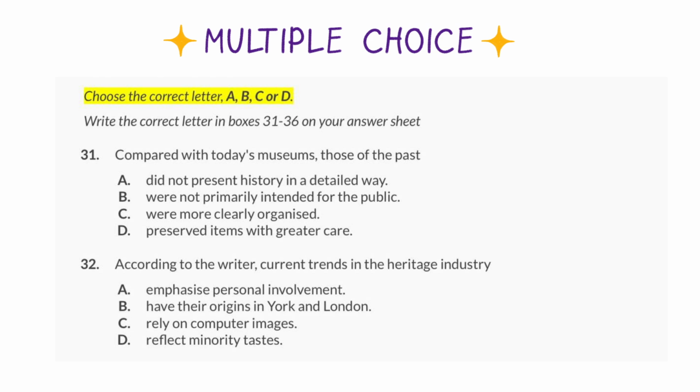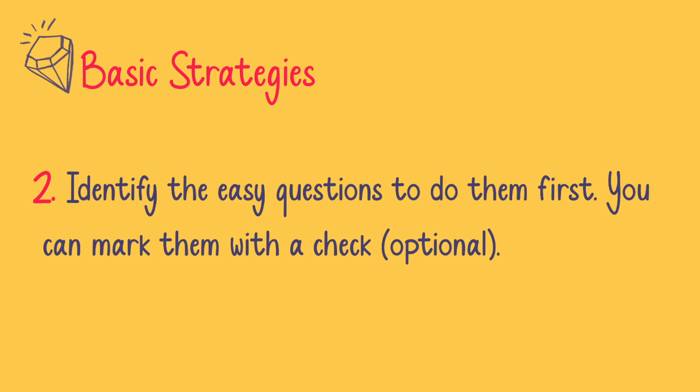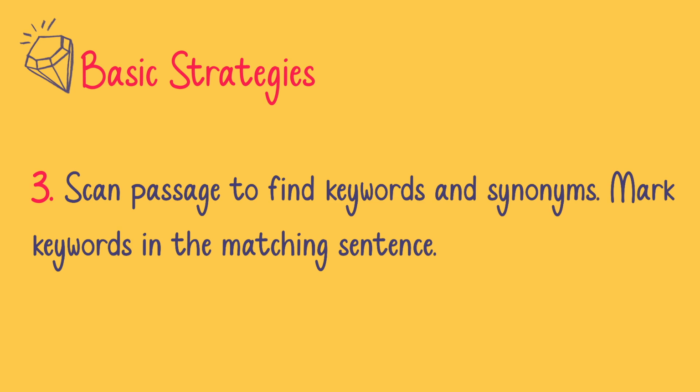Now, the basic strategy is, first of all, you underline or circle keywords. That would be name of the places, specific names, or numbers, or dates, etc. And then you identify the easy questions to do them first, all right? So you can mark them with a checkpoint, and then you scan passages to find keywords and synonyms, all right?